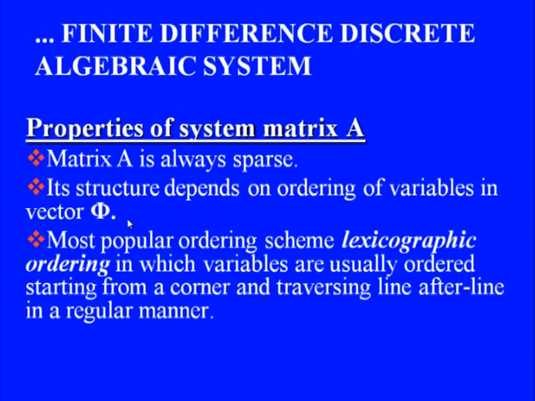Okay. And the most popular ordering scheme which was used earlier was what we call lexicographic ordering, in which variables are usually ordered starting from a corner and traversing line after line in a regular manner. So, the only requirement is, let us start from one corner node, then follow one line, then the next line parallel to it, and the next line parallel to it, and so on, go to the next plane in a 3D case, to generate our indices.